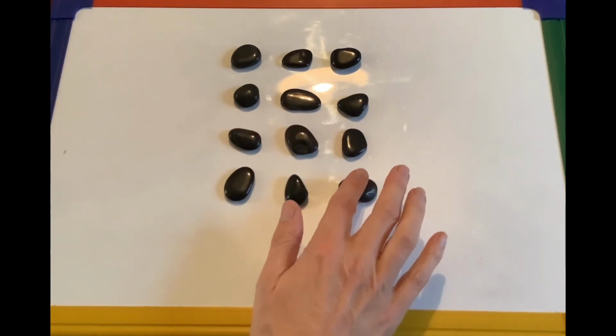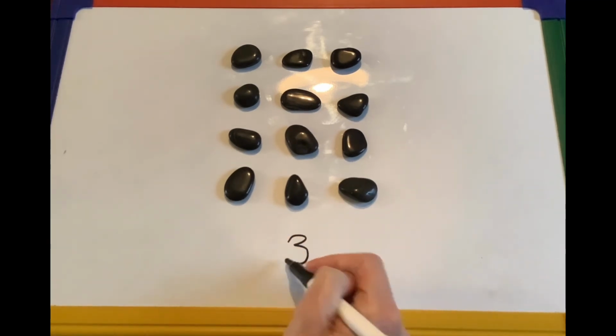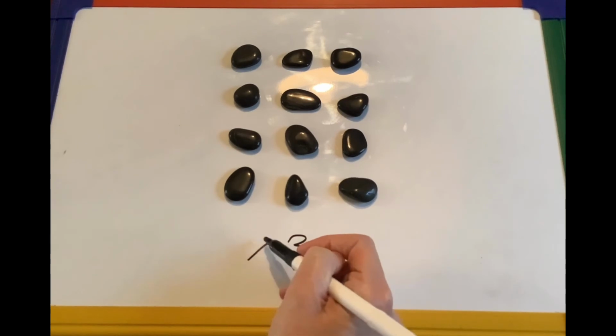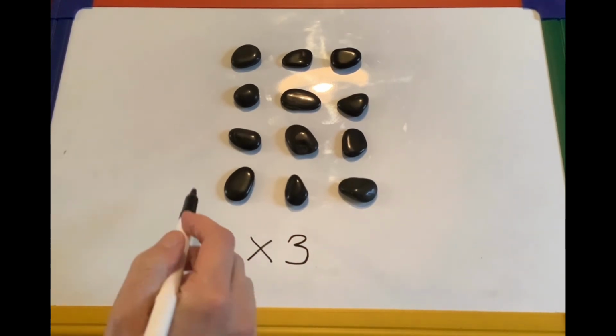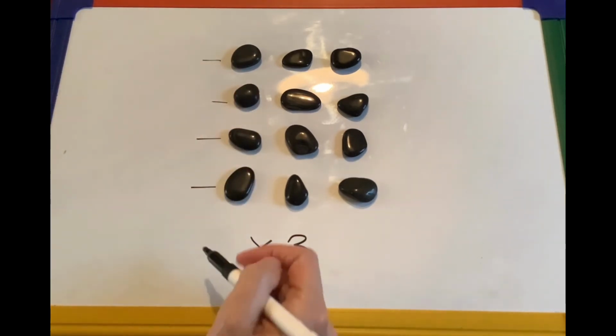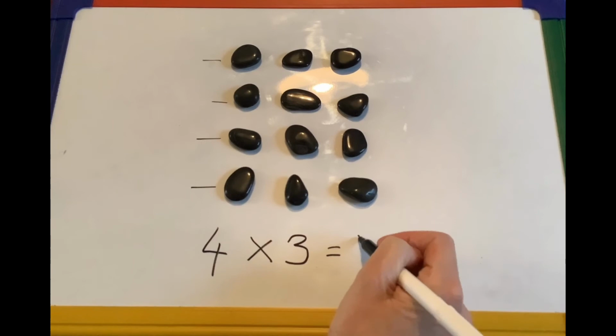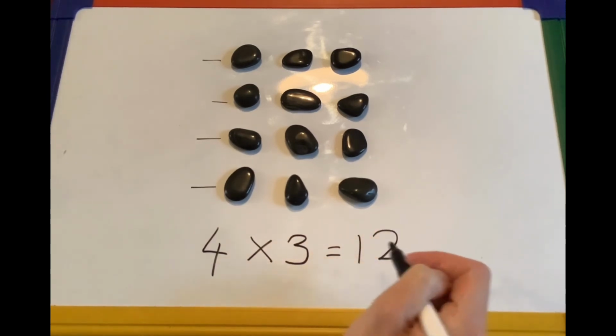So there's my array, and I'm just going to write one number sentence because hopefully by now you can work out the others. So we're looking at how many are in a row. So there's 3 in a row, so it's going to be times 3. And how many rows have we got? 1, 2, 3, 4. So that would be 4 times 3 equals, remember the big number was 12.